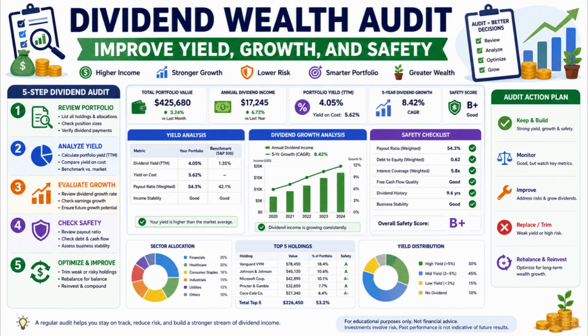The example portfolio shows a 5-year dividend growth rate of approximately 8.42% per year. Dividend growth is important because inflation gradually reduces purchasing power. Therefore, a growing income stream may provide better long-term protection than a portfolio that pays a high but unchanged dividend.